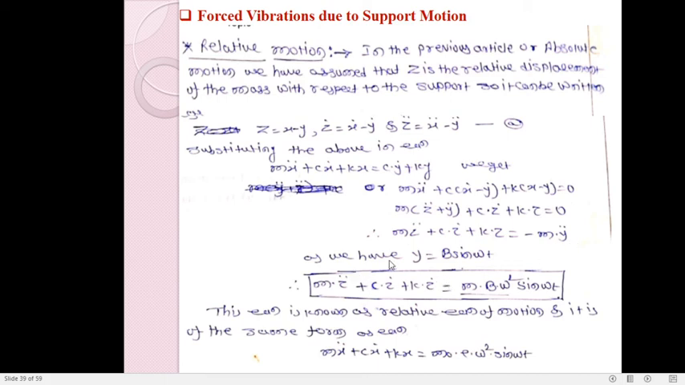As we have y is equal to b sine omega t, as seen in the previous case and in the figure, we will put this value here and resolve the equation. So m z double dot plus c z dot plus k z is equal to b omega square sine omega t. This equation is known as the relative equation of motion, and it is of the same form as the equation m x double dot plus c x dot plus k x is equal to m0 e omega square sine omega t.